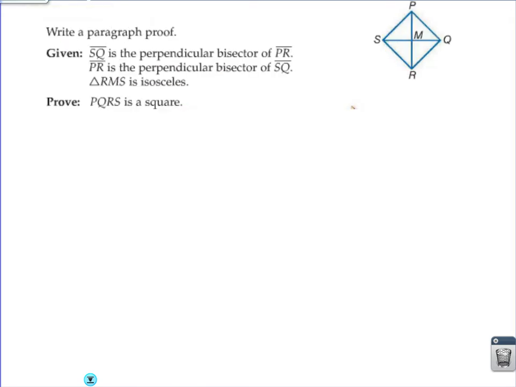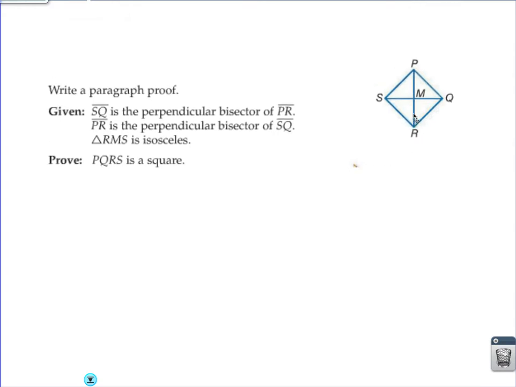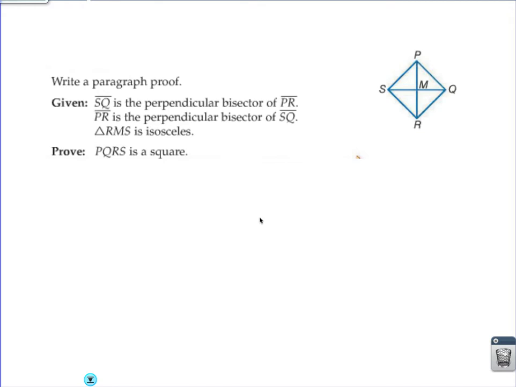Write a paragraph proof, and let's not write a paragraph proof. Let's just go through this and talk about why this would be true. We're given that SQ is the perpendicular bisector of PR. So that means that these are the same. Perpendicular, that's what you've got there. SQ, oh, I wrote that backwards, didn't I? SQ is the perpendicular bisector of PR. So that means this is the same, and that's perpendicular. Well, but then it turns right around. PR is the perpendicular bisector of SQ, which means that that is also equal to that as well.